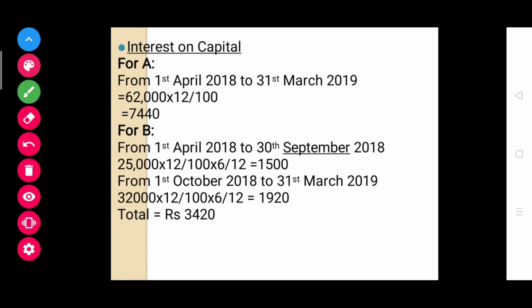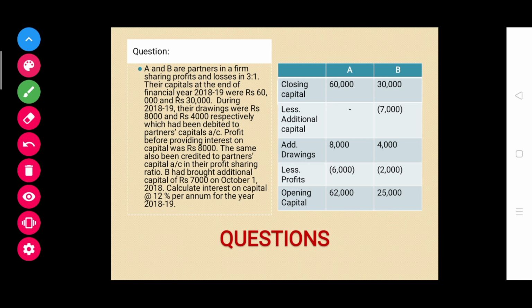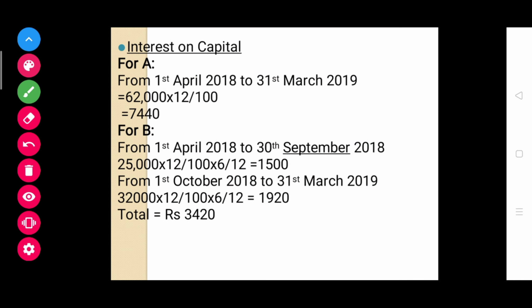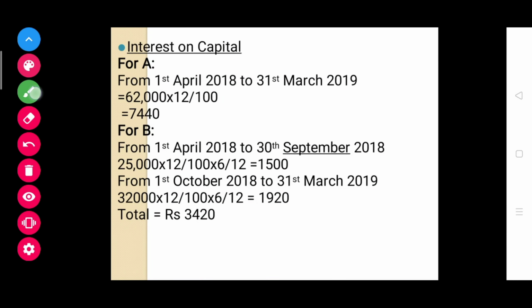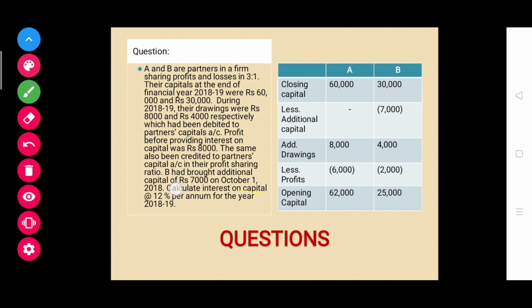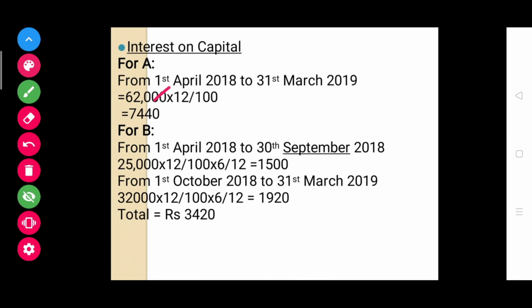First, we will calculate interest on capital for partner A. What was his opening capital? Rupees 62,000. And what is the interest rate? 12%. Now let's talk about partner B. So his opening capital was 25,000, but he has also introduced some additional capital on 1st October.